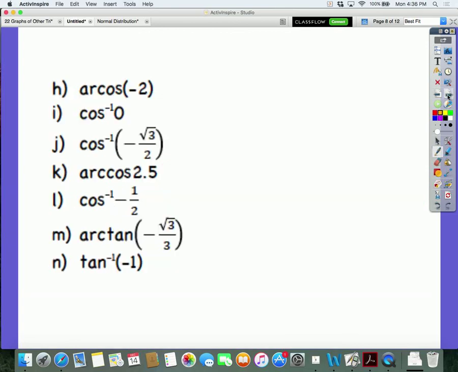I'm going to do one more cosine one so you guys can see it, and then I'll do one tangent one so you guys can see it, and then I want you to finish the rest of these off. Pause the video, and then press play when you're ready to check them. Okay?